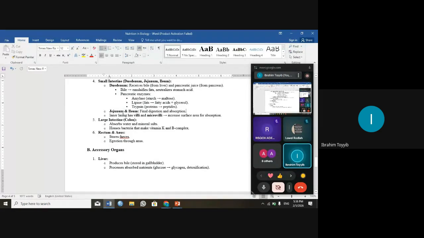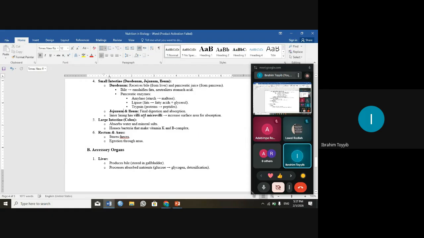Majorly nothing happens in the jejunum. It's just like the middle layer. That's why they used to refer to the small intestine as duodenum and ileum. So hardly do you see jejunum, but I put it here so that when you see jejunum, you know that it is part of the small intestine. In the ileum, that's where absorption will take place. Absorption of water and of the nutrients will now take place there.